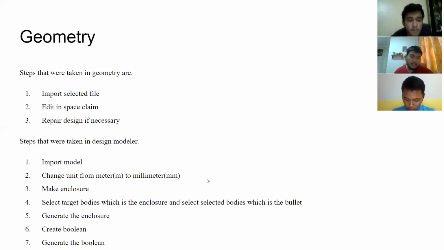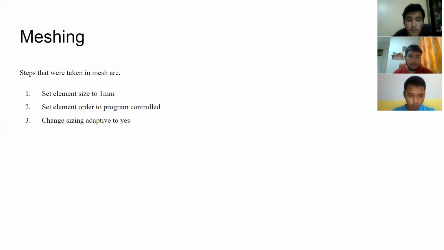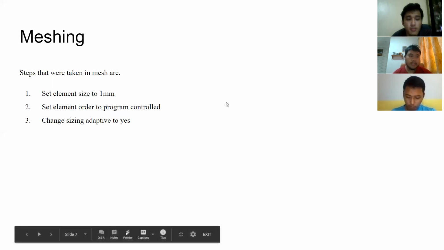After that, we create the Boolean. Boolean is basically where we name the faces of the enclosure, which are inlet, outlet, and wall. And then we generate the Boolean. That's all for the geometry. After we're done with our geometry, we are going to do meshing. To make the mesh, we just click on mesh, and then we set our element size to 1 mm.